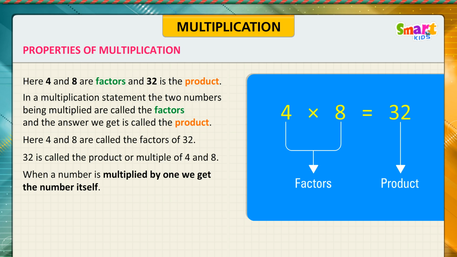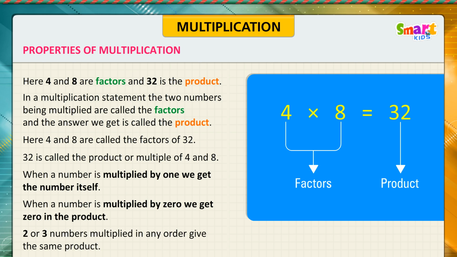When a number is multiplied by 1, we get the number itself. When a number is multiplied by 0, we get 0 in the product. Two or three numbers multiplied in any order give the same product.